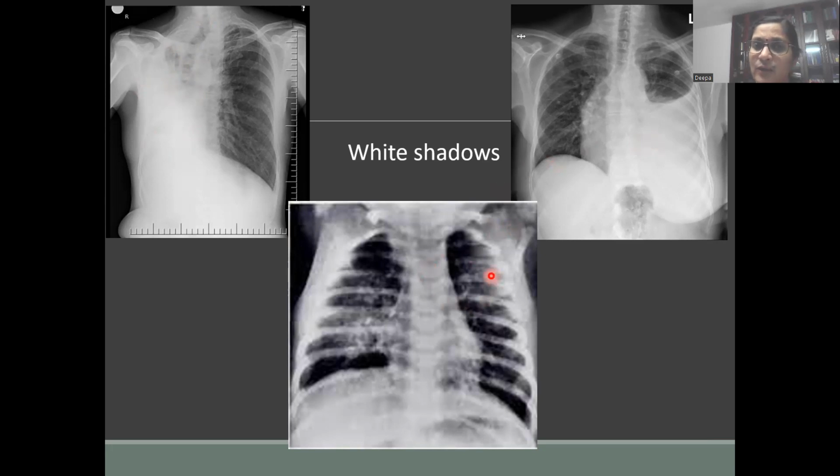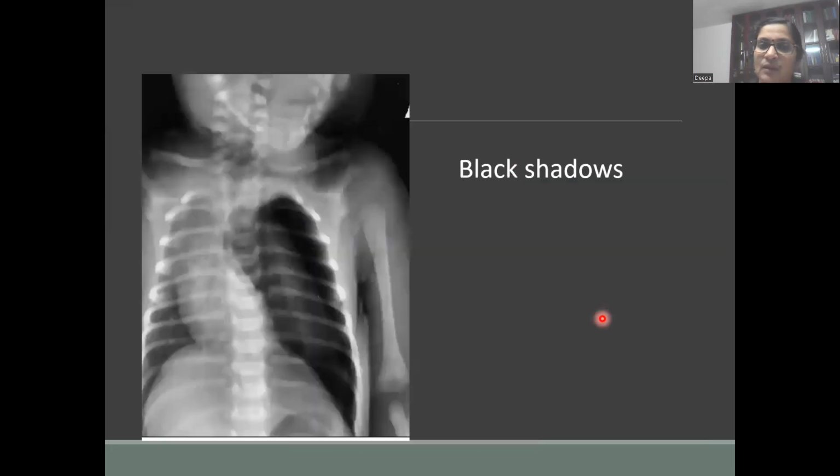And here again, you get to see white shadows, but this is an inhomogeneous or heterogeneous white shadow. Asymmetrical, even though it is bilateral. So probably this is a case of bronchopneumonia. Now, black shadows: the most important cause for getting black shadows is air leak syndromes like pneumomediastinum, pneumothorax, or pneumopericardium, and there could be focal cystic lesions which can appear black or hyperlucent like CPAM, which we'll be discussing later towards the end of our presentation.